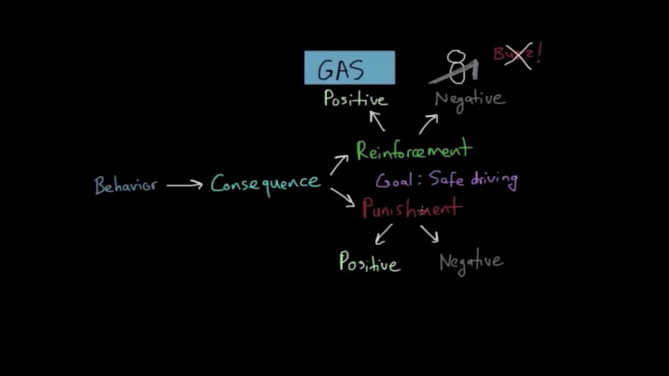Punishment, on the other hand, means it will decrease the tendency that a behavior will occur again. So if we're going to use the example of safe driving, we'd want to punish behaviors that are unsafe. Positive punishment means something's being added in an effort to decrease the tendency that a behavior will occur again. So let's think of an unsafe behavior in terms of driving. One of those examples could be speeding. And what happens when you speed? Sometimes when you get caught speeding, you'll receive a speeding ticket.